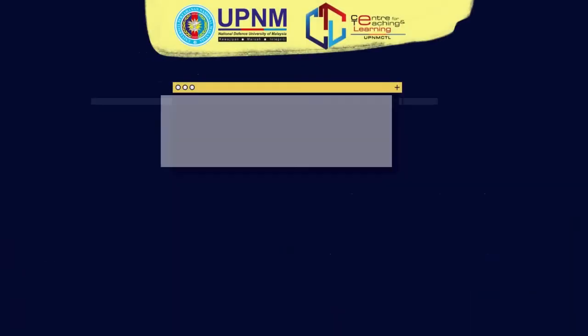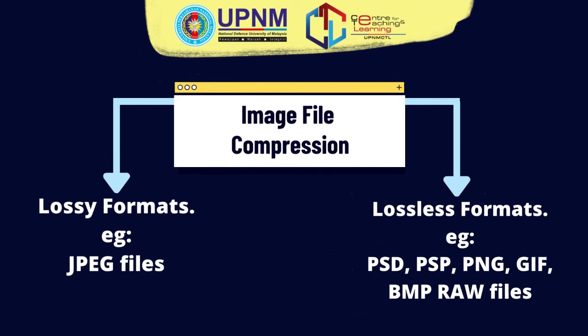Image file compression. Lossy formats: an example is JPEG files. Lossless formats: examples are PSD, PSP, PNG, GIF, BMP, and RAW files.